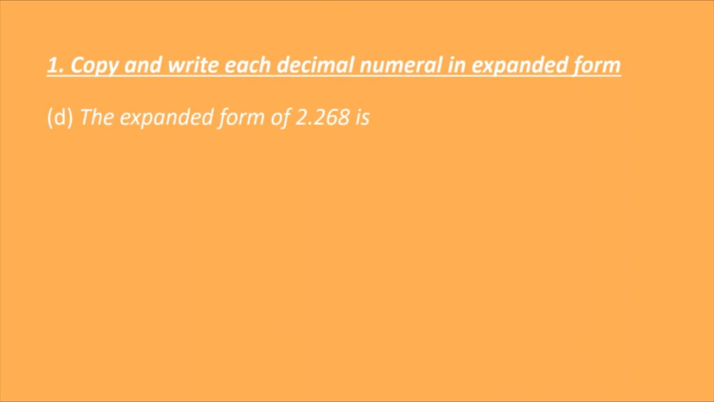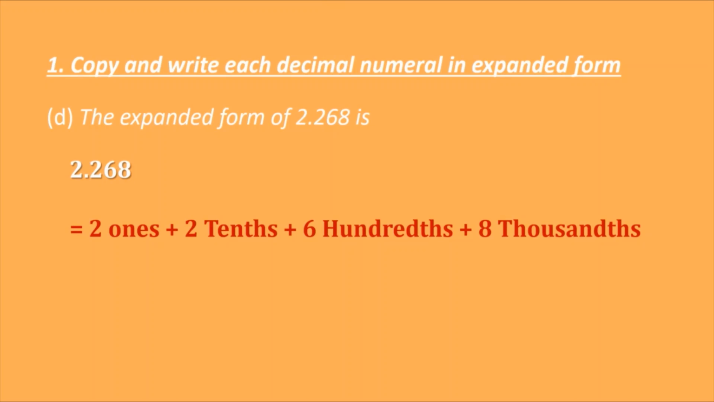The next number is 2.268. Here the whole number 2 is in the ones place. So we write 2 ones plus the next 2 is after the decimal and it is in the tenths place, so we write 2 tenths. Then we have 6 in the hundredths place, so we write 6 hundredths plus 8 in the thousandths place, so we write 8 thousandths. So the number here can be written in expanded form as 2 plus 2 by 10 plus 6 by 100 plus 8 by 1000.